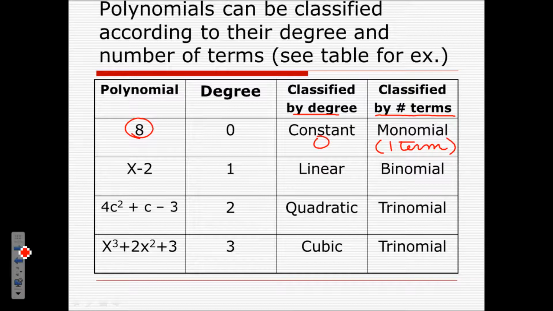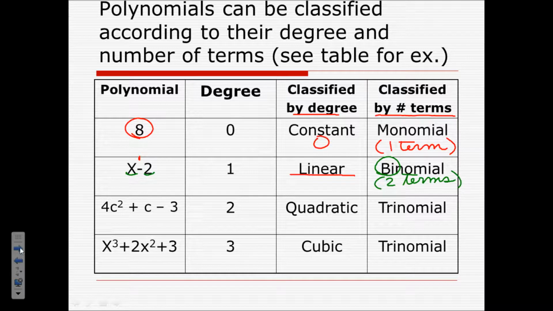The second example, x minus 2. The degree is 1 because x does not have an exponent. If you have a polynomial with degree 1, we call it linear. It makes a line when you graph it. This polynomial has 2 terms. A 2-term polynomial is called a binomial. Here again, think about your prefixes. The prefix bi has the meaning of 2, so a binomial has 2 terms.